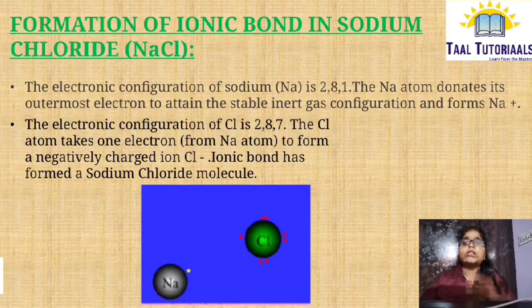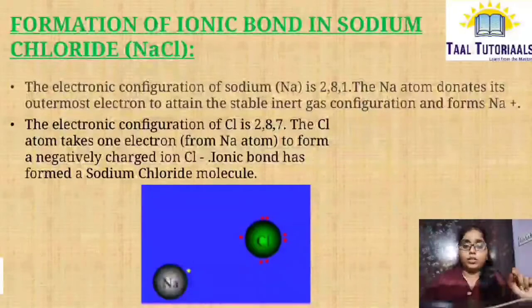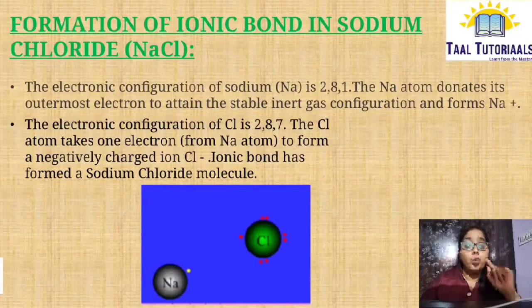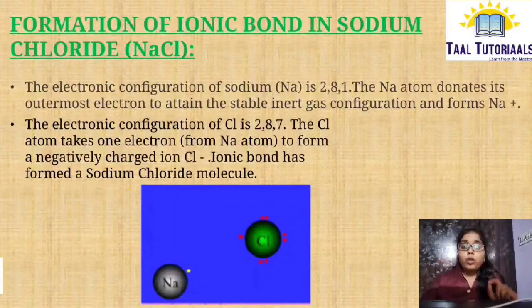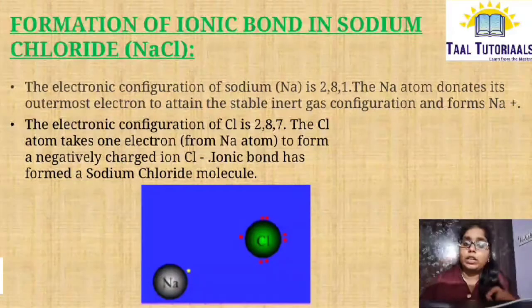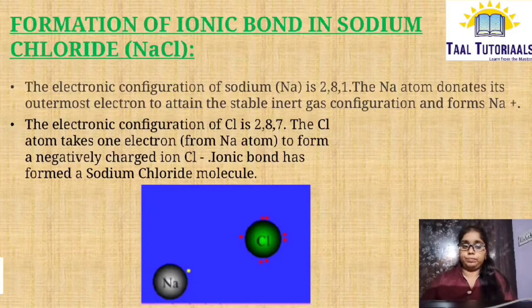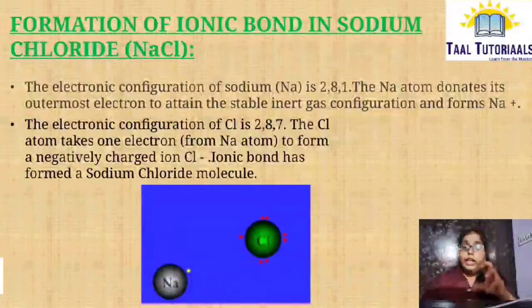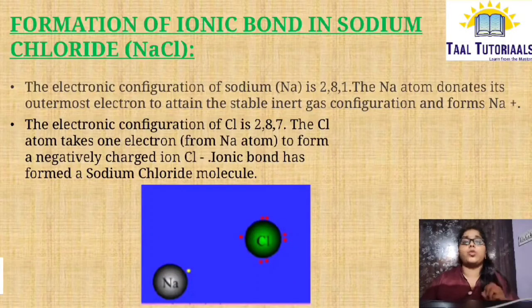The valence shell has 7 valence electrons. See, they need only 1 electron. So that 1 electron is given from sodium to chlorine, so that sodium attains a stable electronic configuration and even chlorine also attains a stable electronic configuration. The chlorine atom takes 1 electron from the sodium atom to form a negatively charged ion, that is Cl minus.